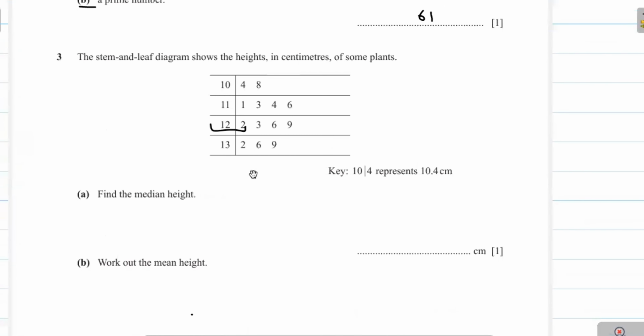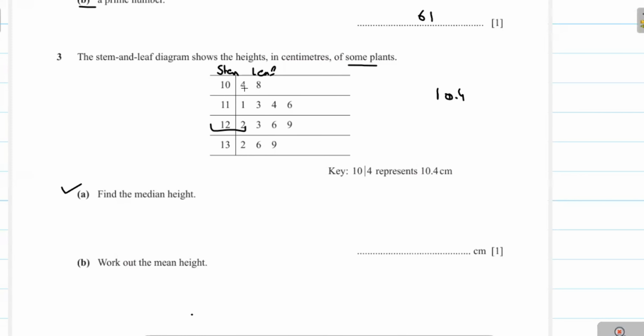Next is question number 3. You see here, the stem and leaf diagram shows the heights in centimeters of some plants. 10.4 represents 10.4. Find the median. You see here, this is the stem and this is the leaf. The stem numbers show the whole numbers and the leaves are the decimal values. Therefore, 10.4 means 10.4, and next is 10.8, and other numbers 11.1, 11.3, and so on. Find the median. Median is the middle value of the data.